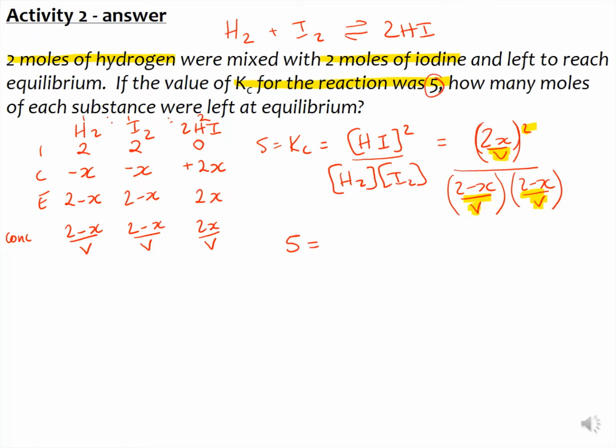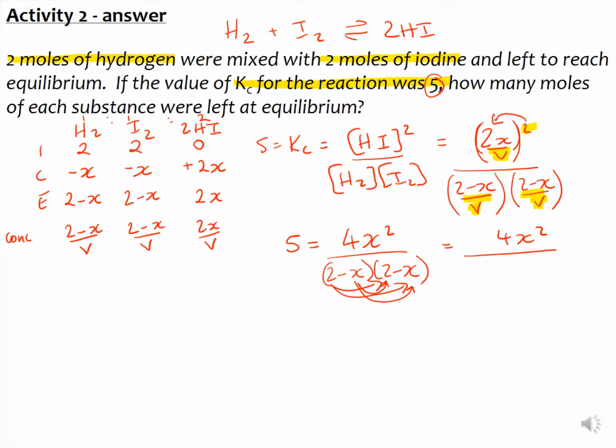So 5 for our Kc value, because the question tells us it's 5, equals 2x squared, which would be 4x squared, because we square everything that's in the bracket. So we square the 2 and we square the x. That's going to be divided by 2 minus x times 2 minus x, and if we multiply out that bracket as we did before, we have 4x squared on the top, and we have again 4 minus 4x plus x squared on the bottom.